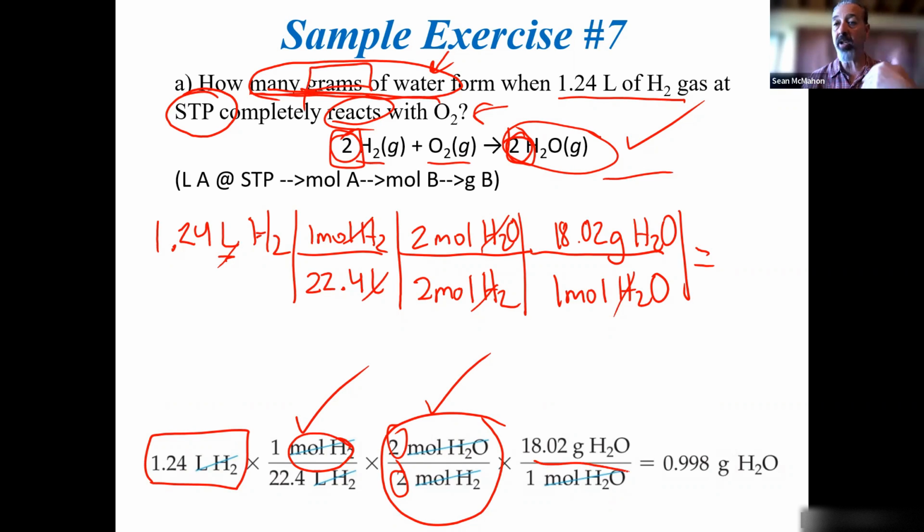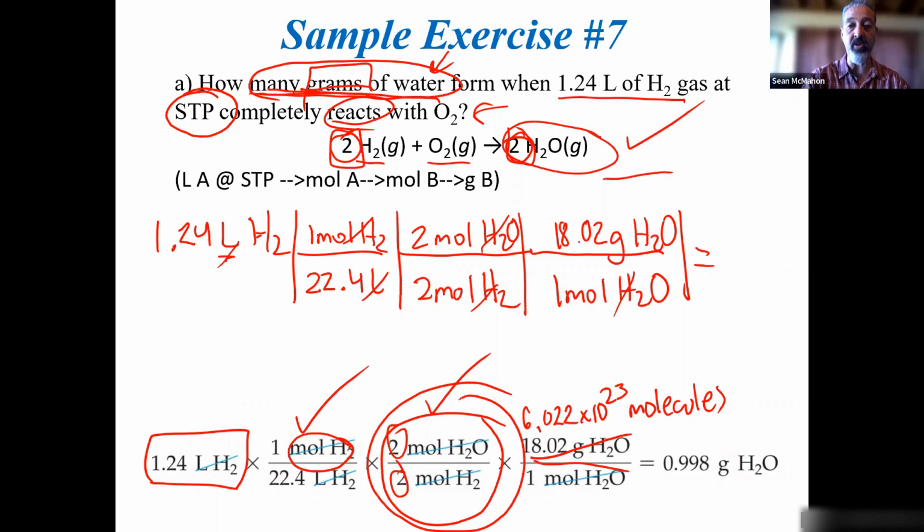Could they want molecules of water? Yeah. If they wanted molecules, instead of saying 1 mole of H2O is 18.02 grams of H2O, we would have just said, well, 1 mole of H2O is 6.022 times 10 to the 23rd molecules of H2O. But that just shows you there's more than one thing that they could have asked for. And if you get it to moles, you can convert it, whether it be grams, milligrams, pounds, molecules, it doesn't matter. As long as we use this mole ratio in the balanced equation, stoichiometry allows us to do that.